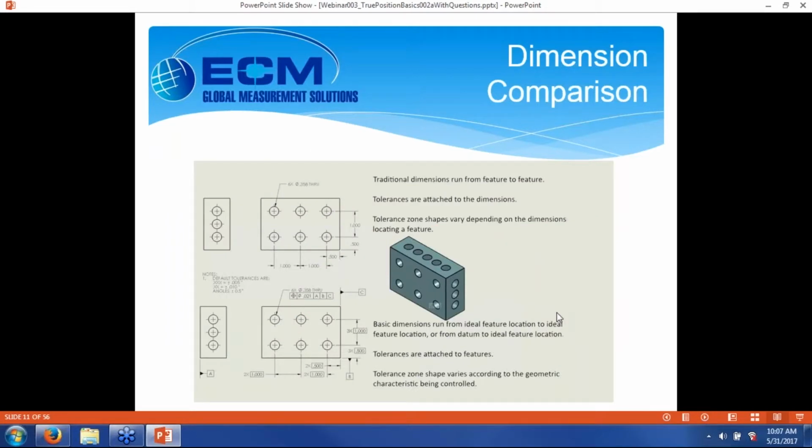Okay, kind of a side-by-side look. Traditional tolerances on top, basic dimensioning on the bottom. Traditional dimensions run from feature to feature, and tolerances are attached to those dimensions. The tolerance zone shapes vary depending on the dimensions that locate the feature. In a GD&T basic dimensioning scheme, basic dimensions run from the ideal feature location to the next ideal feature location, or from a datum to an ideal feature location. The tolerances are attached to the features, and the zone shape varies according to the tolerance type, the geometric characteristic that was called out.